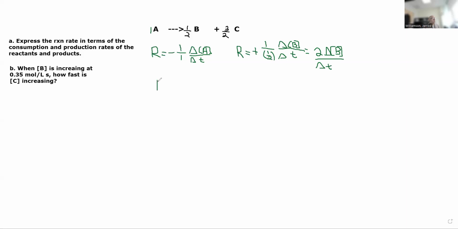And then the reaction rate in terms of the production rate of chemical C is positive 1 over 3/2 delta C over delta T, which is really 2/3 delta C over delta T.